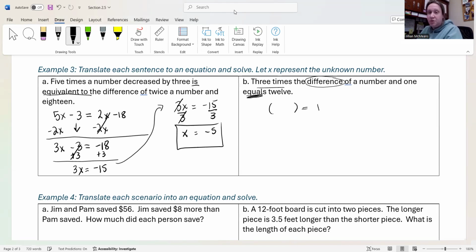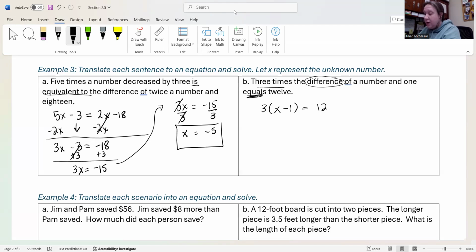So let's go ahead and deal with the part before the equals. Before the equals, we had 3 times the difference of a number and 1. Well, we want 3 times the whole difference, and the difference is just between a number and 1. So 3 times (x minus 1) equals, means the equal sign, and then just 12 is 12. So now in order to solve this equation here, we are going to need to distribute first.